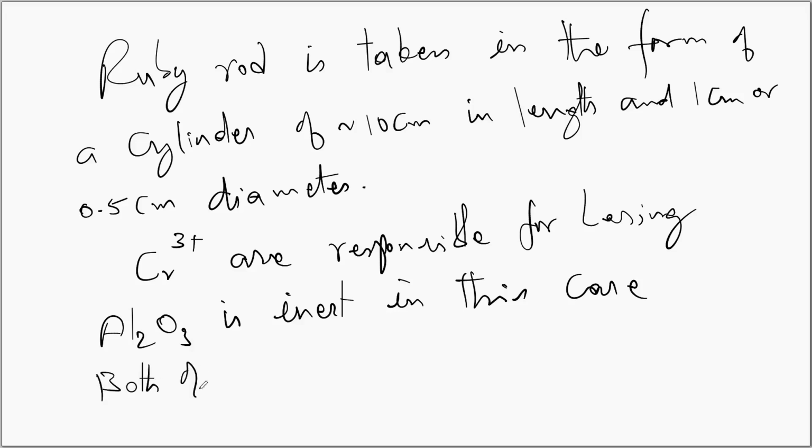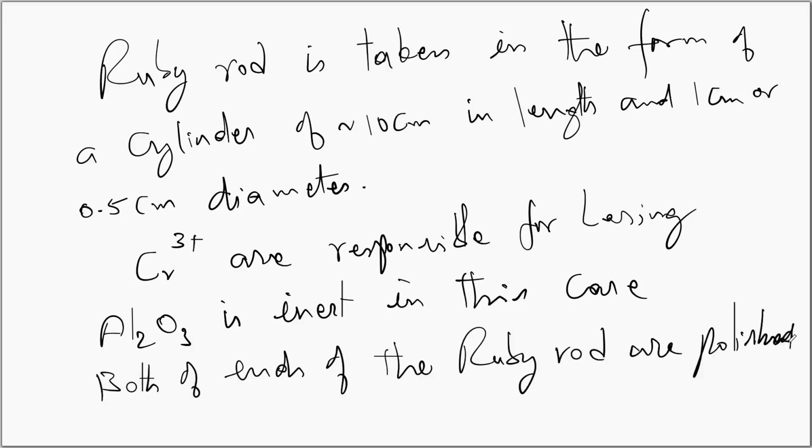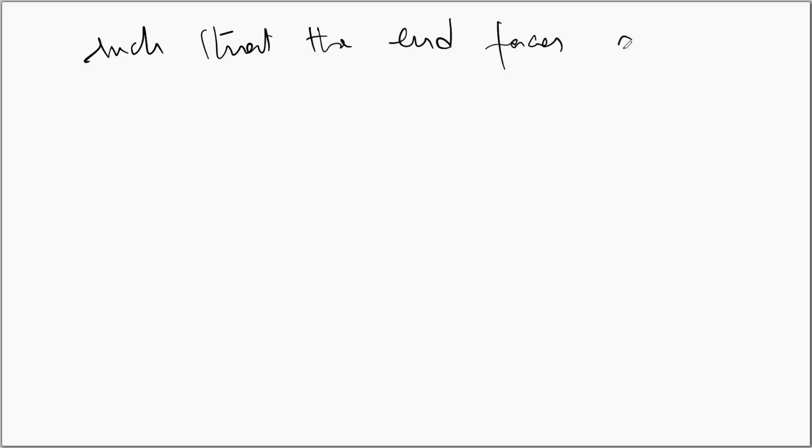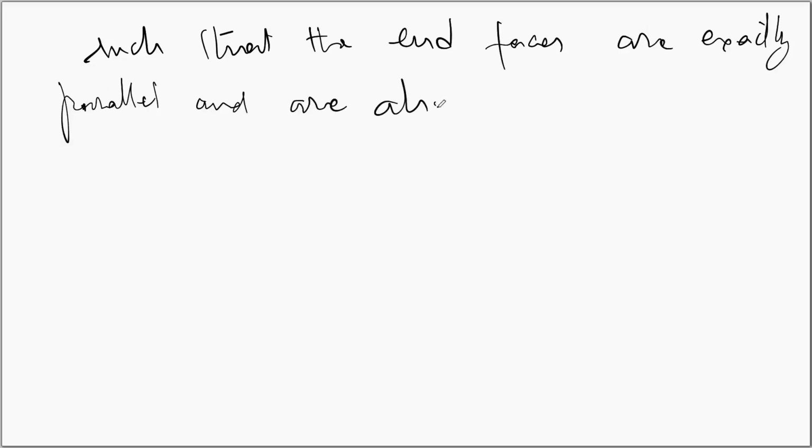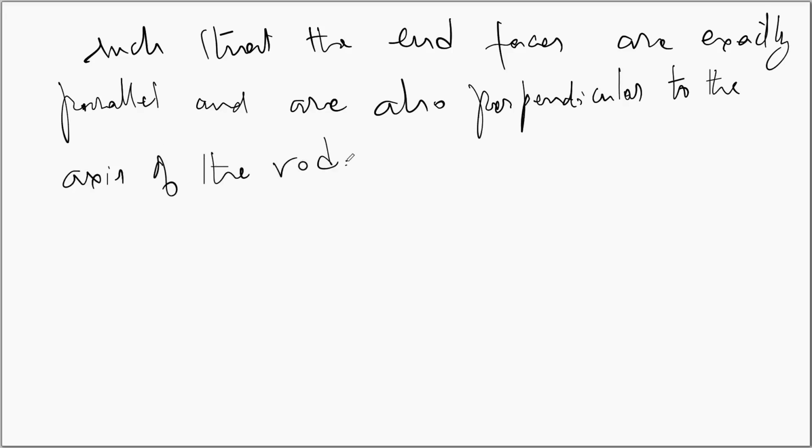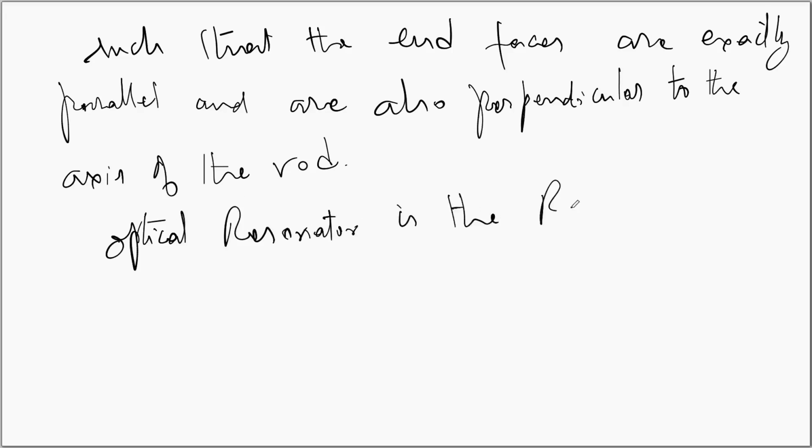Both the ends of the ruby rod are polished such that the end faces are exactly parallel and are also perpendicular to the axis of the rod. After polishing and applying the silver coating on either faces of the ruby rod, we can construct an optical resonator. So the ruby rod itself is going to work as an optical resonator in the case of a ruby laser.